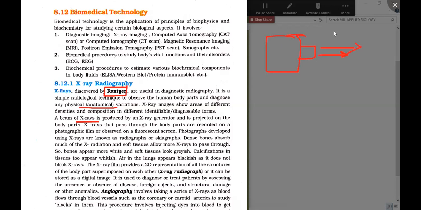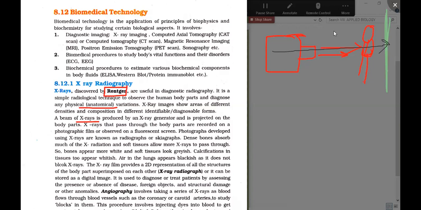Okay, so that is recorded on a photographic film or observed on a fluorescent screen. Here the human being will be exposed to the X-rays, and behind that we will have a photographic film. That means you simply need to understand that the X-rays will pass through your body and fall on the photographic film. This is the mechanism.